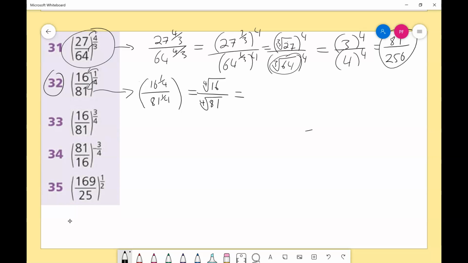So what multiplied by itself 4 times will give me 16? Well, the answer is 2. And what multiplied by itself 4 times gives me 81? That answer is 3.